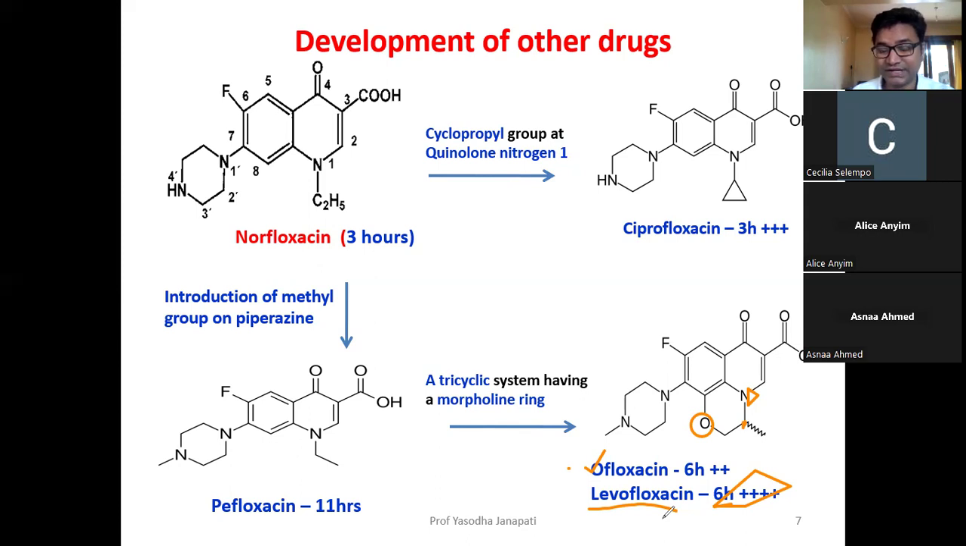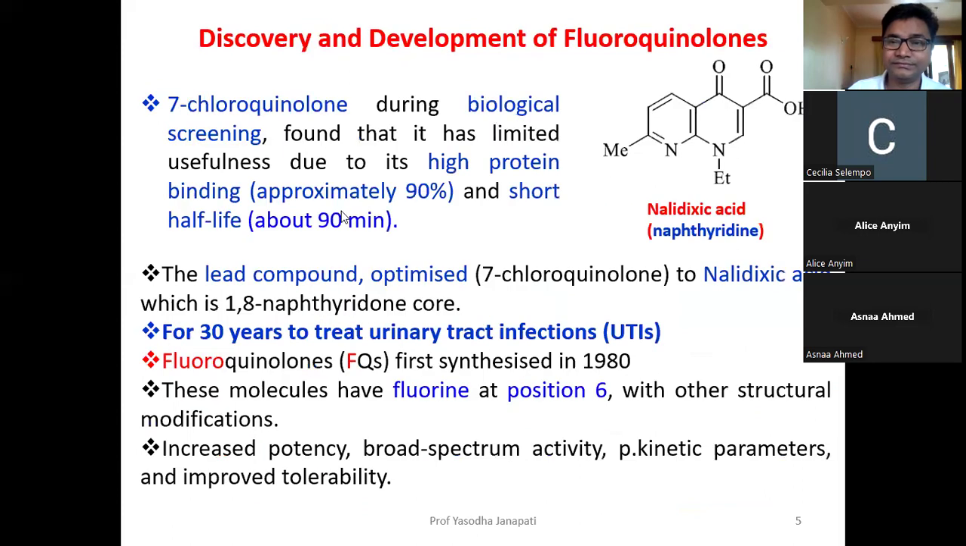So this is one class of drugs. Any doubt, please? Take 2 minutes. Any doubt you can ask. I'll be scrolling.